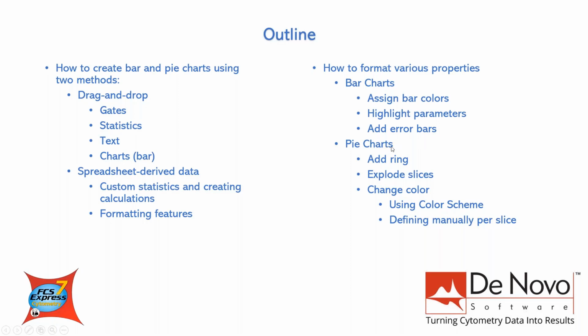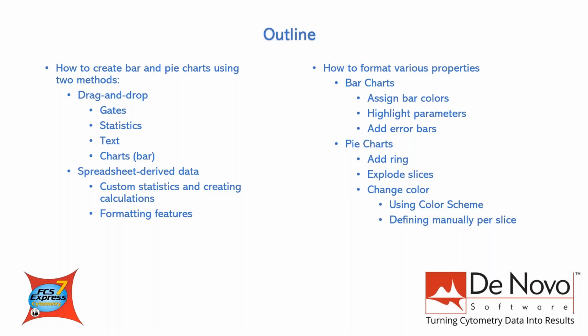For pie charts, we can do things like add a ring to look at more than one parameter of our data. We can explode slices using conditional statements to highlight individual slices. We can also do things like change the color of our slices. So we can use a default color scheme in the software for our pie chart, or we can define each slice color based on a token or manual text.